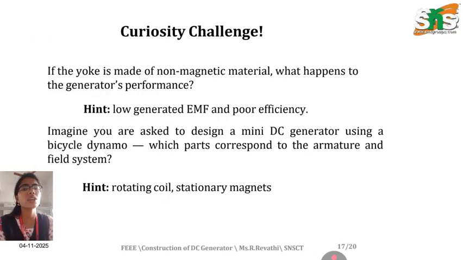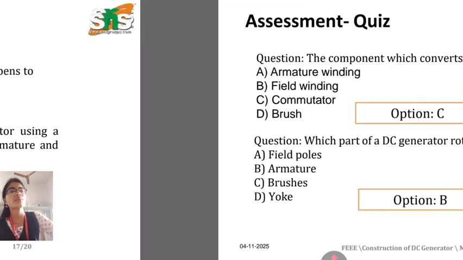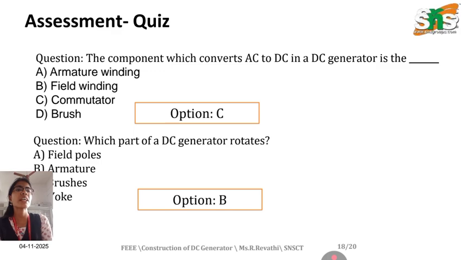Now the curiosity challenges and the assessment part. If the yoke is made up of non-metallic material, what happens to the generator performance? Hints are given below: low generated EMF and poor efficiency. Imagine you are asked to design a mini DC generator using a bicycle dynamo. Which part corresponds to the armature and field winding? Quiz: the component which converts AC to DC in a DC generator is the commutator. Which part of a DC generator rotates? Obviously, we know that the armature is the part which rotates in the DC generator.